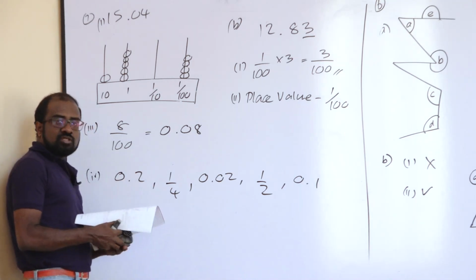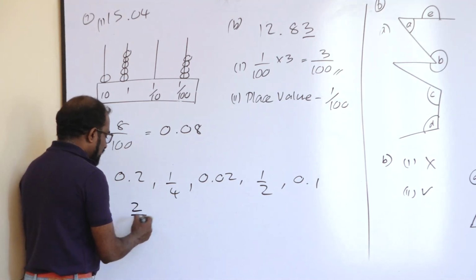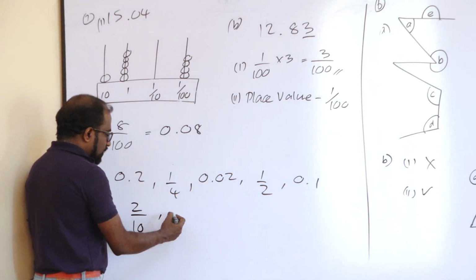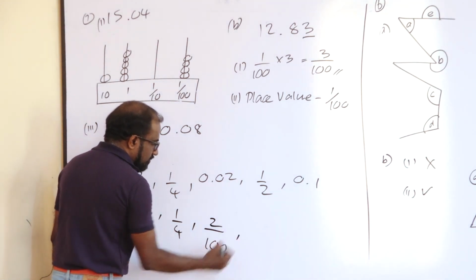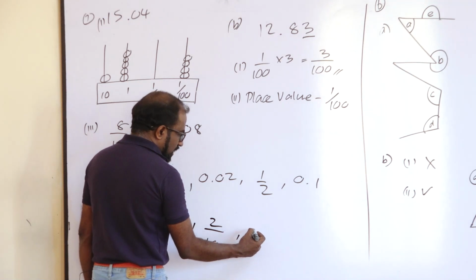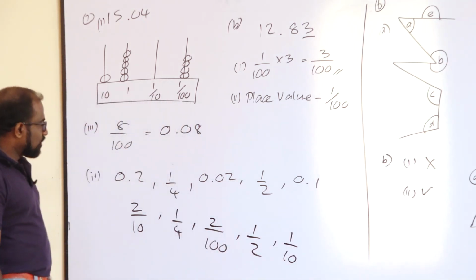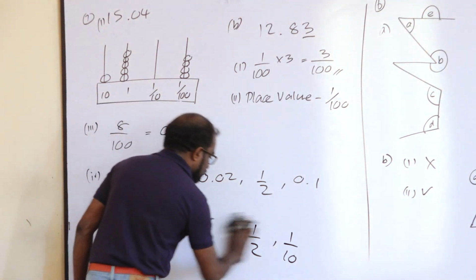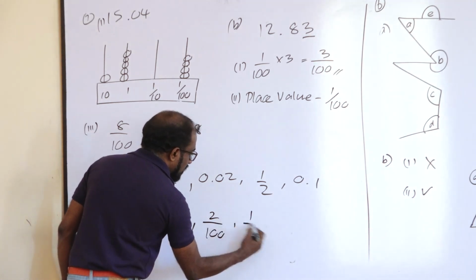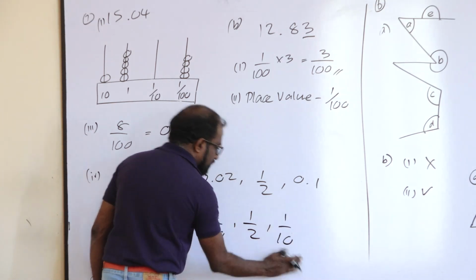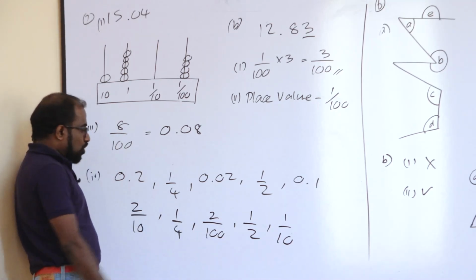Now the best method is to write them as fractions. 0.2 is 2/10. 1/4 is a fraction. 0.02 is 2/100. 1/2 is a fraction, no problem. 0.1 is 1/10. Then convert all these fractions to out of 100.